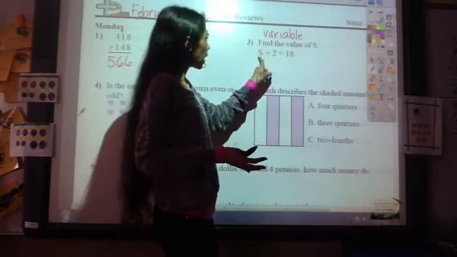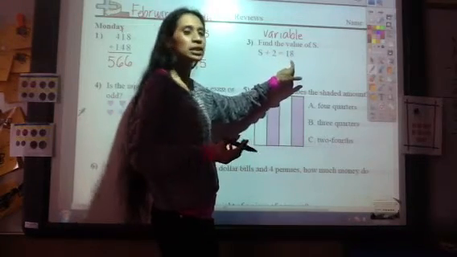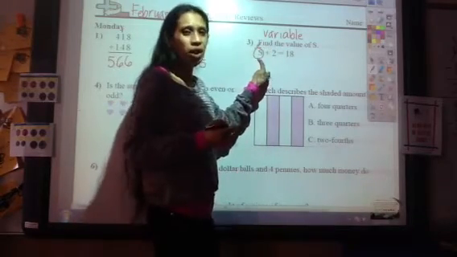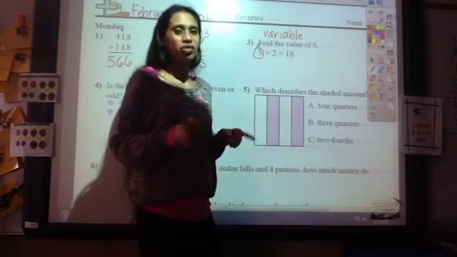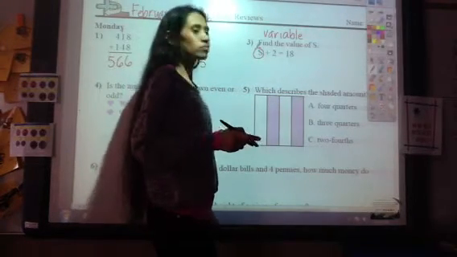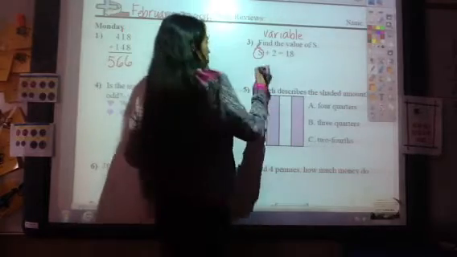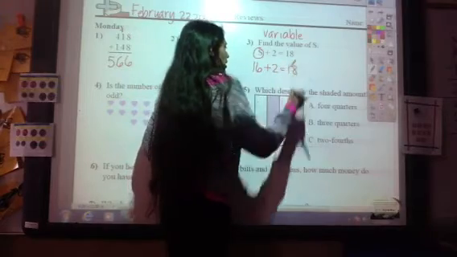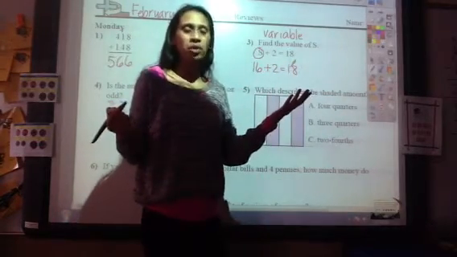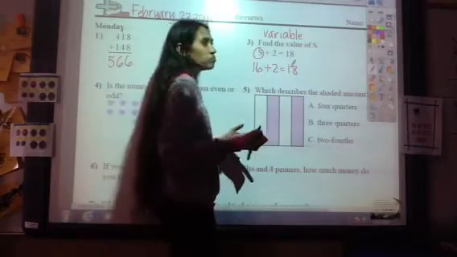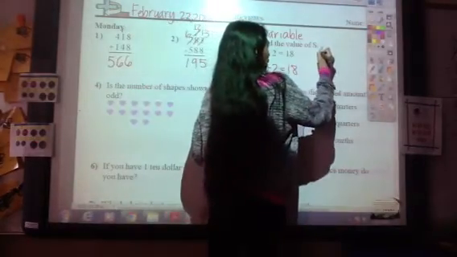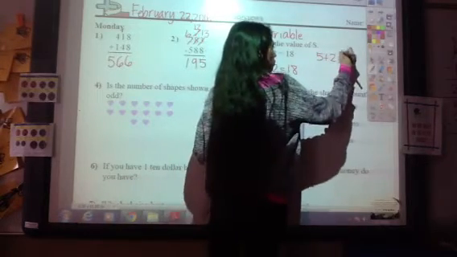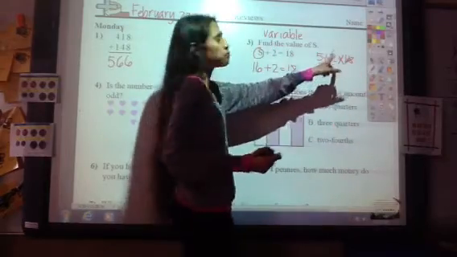So here, S plus 2 equals 18. So I have to figure out, what is S? So what number plus 2 equals 18? Do you know? 16. That's right. 16 plus 2 equals 18. Now, if you tried another number, if you don't know, maybe let's try 5. 5 plus 2. Is that 18? Oh, no. Not equal to 18. So I know 5 can't be it.